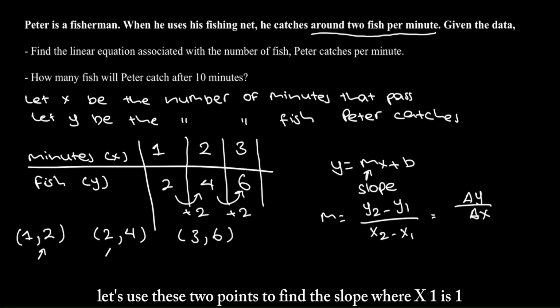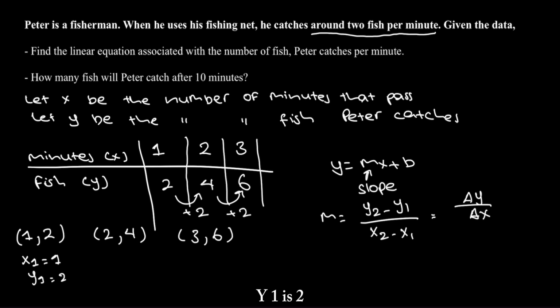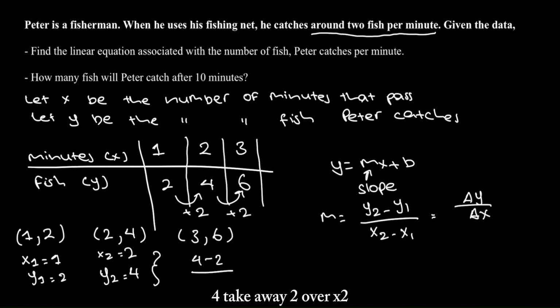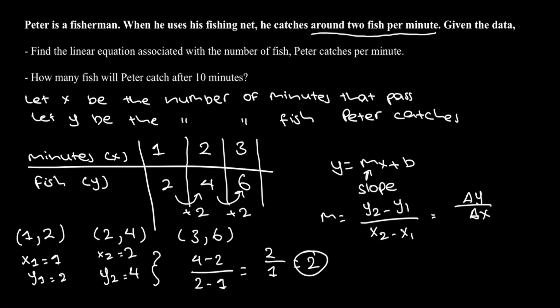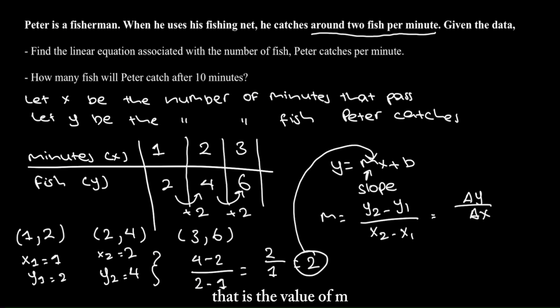Let's use these 2 points to find the slope, where x1 is 1, y1 is 2, x2 is 2, y2 is 4. Let's find the slope. 4 take away 2 over x2, which is 2, take away x1, which is 1. That is 2 over 1, which is 2. That is the value of m.